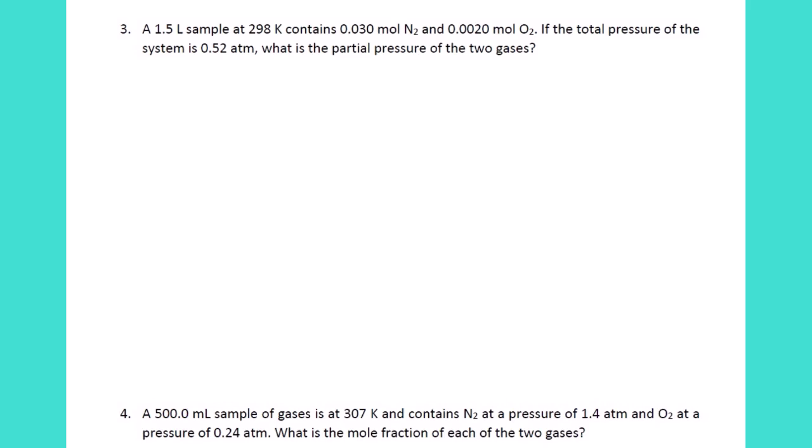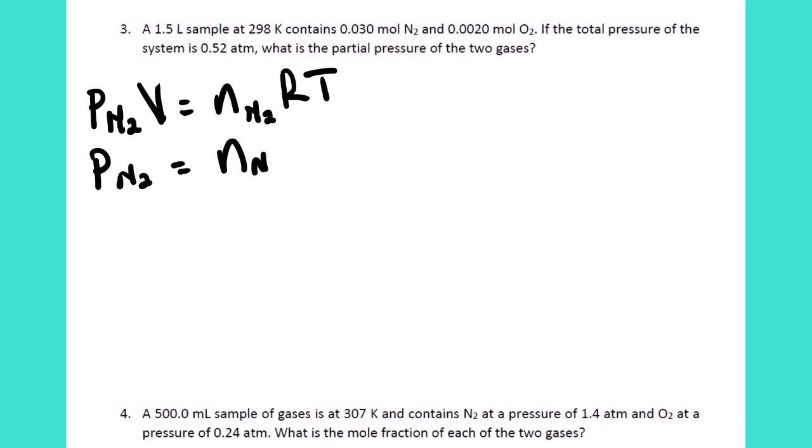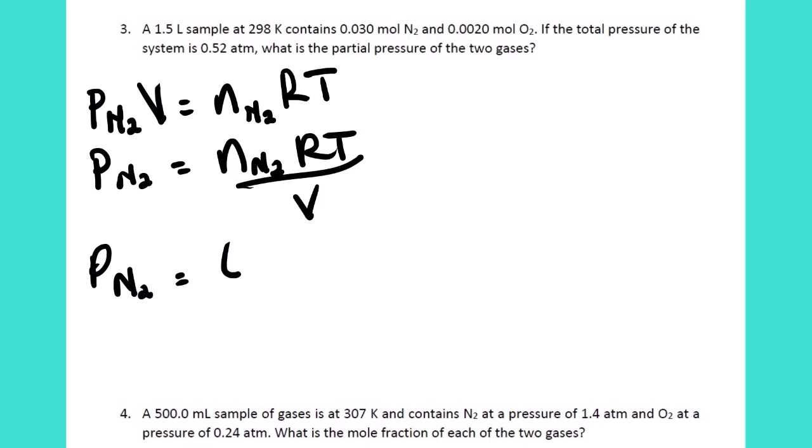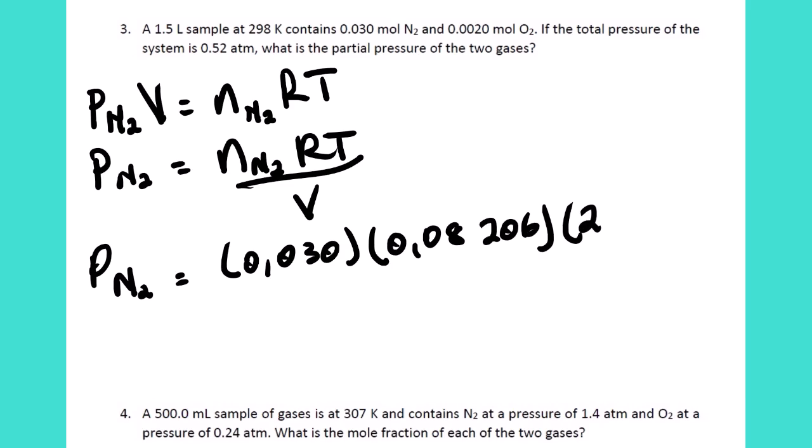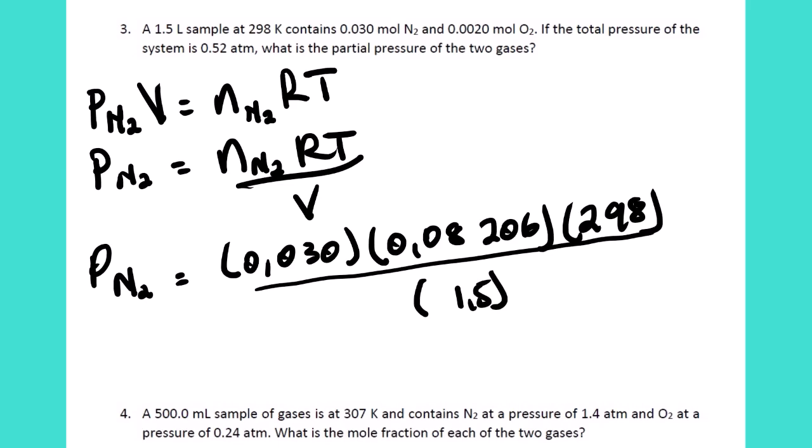Let us start with our nitrogen. P N2 V equals n of N2 RT. So P N2 is equal to n N2 RT over V. We go ahead and substitute. The number of moles of nitrogen is 0.030. Then our R is 0.08206. Our temperature is 298, all over our volume, which is given as 1.5. So the partial pressure for N2, in this case, we're going to get 0.49 atm.